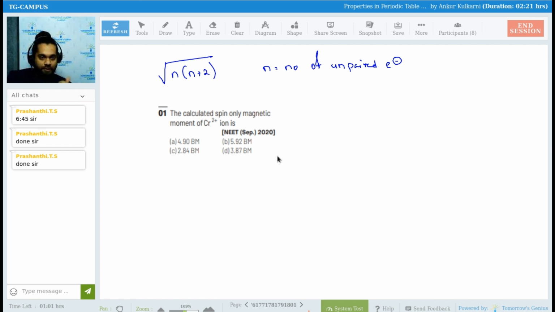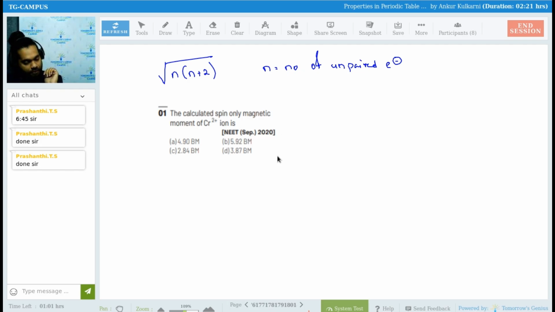Very good, Sajna. As I told you, do not sit and solve the whole thing. If you have that number of unpaired electrons, you know the answer. If you have that number of unpaired electrons, that is the answer. Simple.